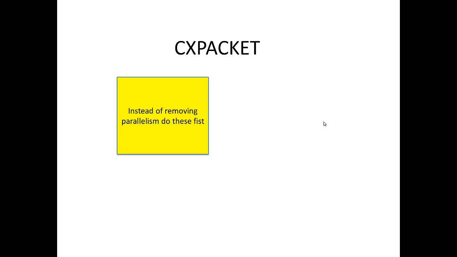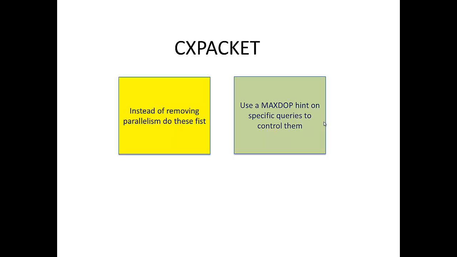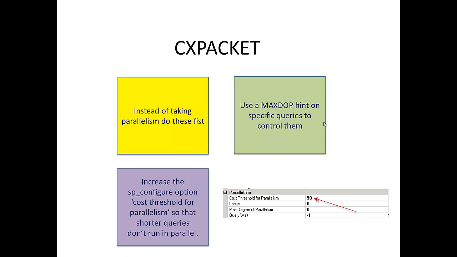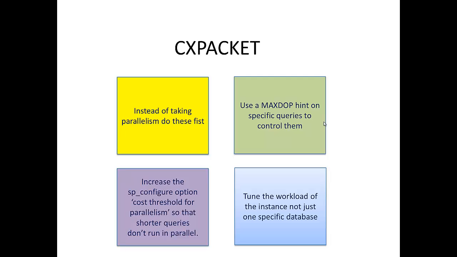So instead of removing parallelism, let's do a few things first. Let's use the MAXDOP hint on specific queries to control them. Let's also increase the sp_configure option cost threshold for parallelism so that the shorter queries don't run in parallel. Let's tune the workload of the instance, not just one specific database.